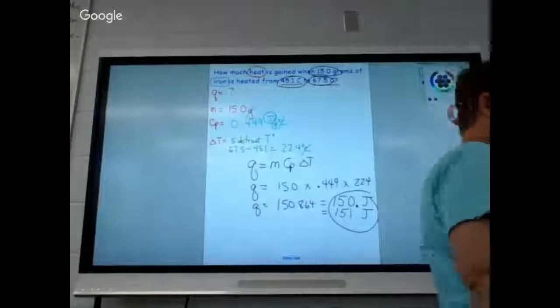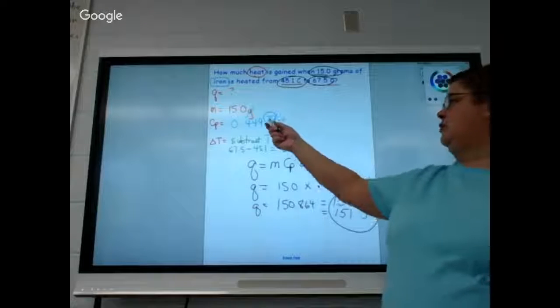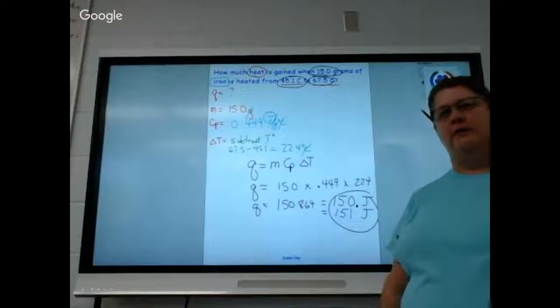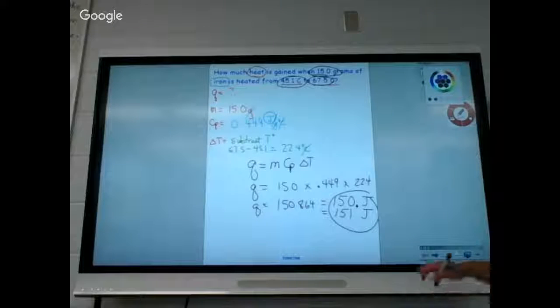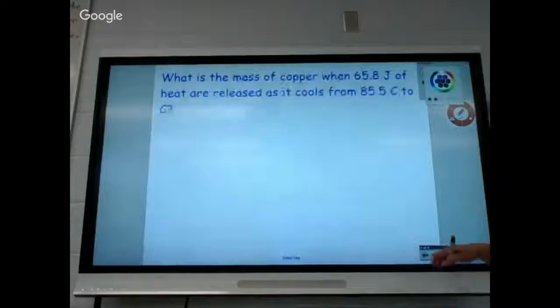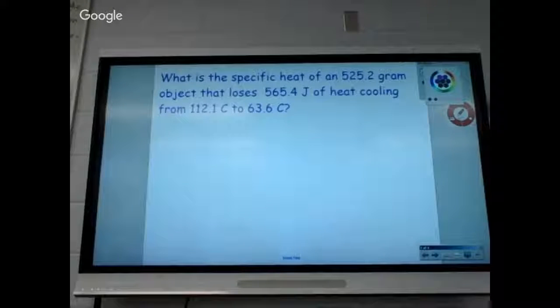Why did you cross out the Celsius? Because those are going to cancel out, so you know which unit you're left with in your answer. And where did you get the 0.449? Where did I get the what? That we found on the blue sheet for specific heat for iron on page 1.